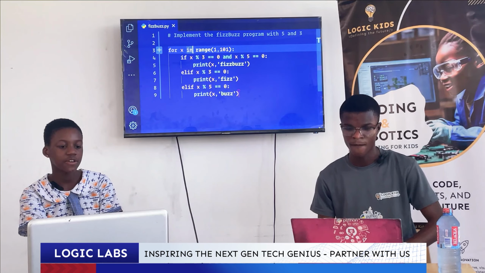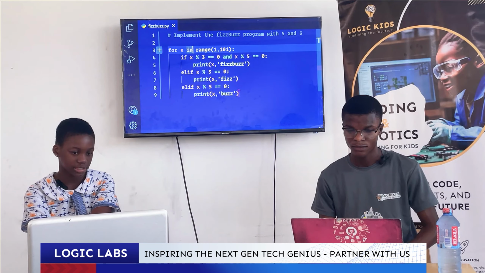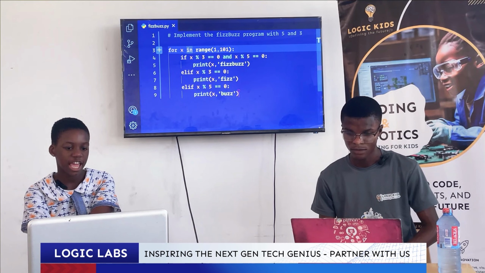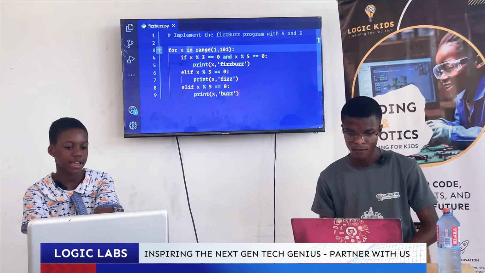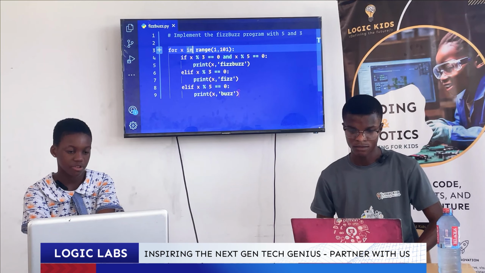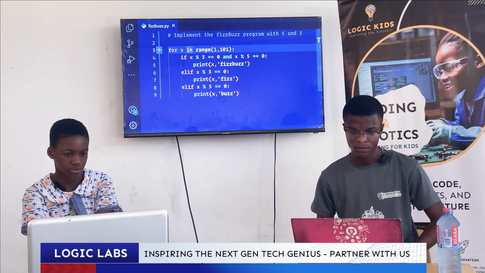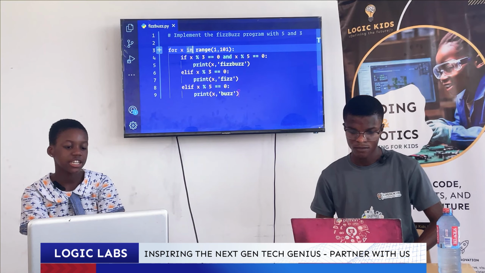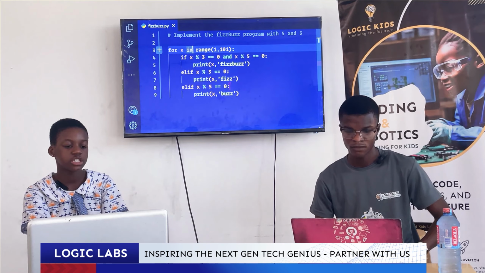Okay. Then if X mod 3 is equal to 0, it means that if X is divisible by 3 and X is also divisible by 5, it should display the number, then beside the number, it writes FizzBuzz. Okay. And if X is divisible by 3, which leaves a remainder of 0, it should also print the number and display Fizz next to it. And if X is divisible by 5, also gives you a remainder of 0, it should display the number, then beside it, the written Buzz.